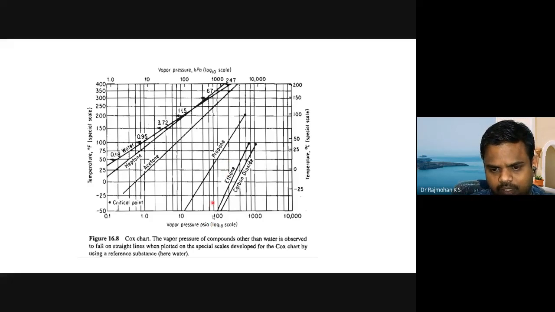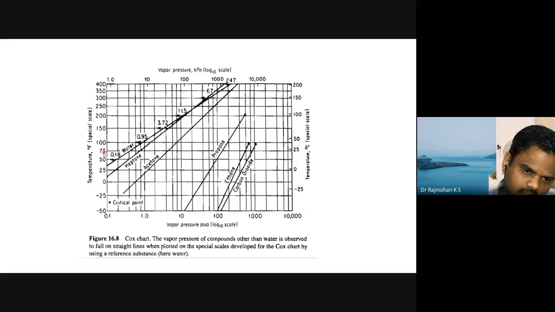Here we should take care: it is a log base 10 scale of vapor pressure versus temperature in Fahrenheit. Pounds per square inch and Fahrenheit are the corresponding units for the data.